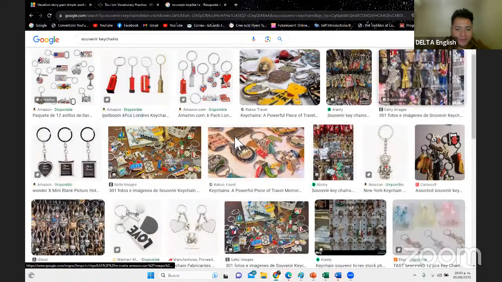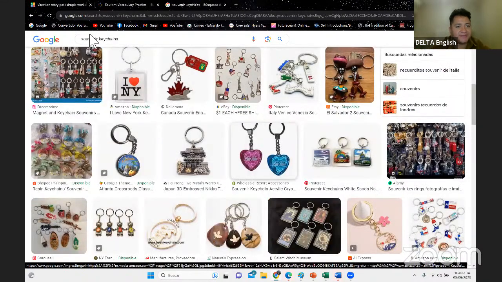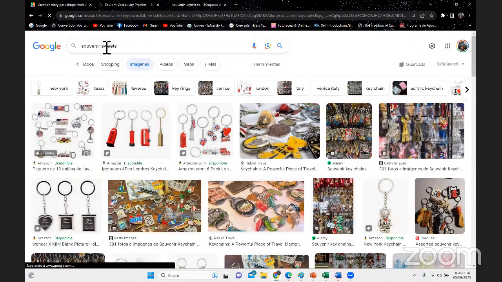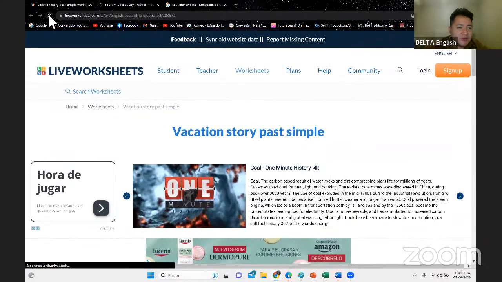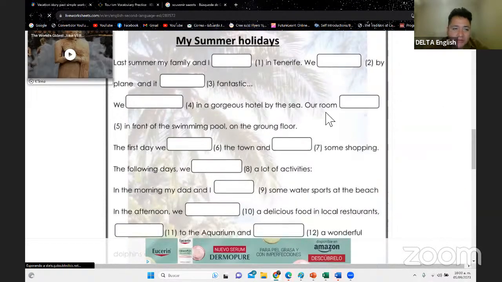Sweets, which is my favorite. T-shirts. Yes, I always ask my friends to bring me sweets. Okay, very well. So now we're going to practice this vocabulary, and we have now this story about vacation or holiday.